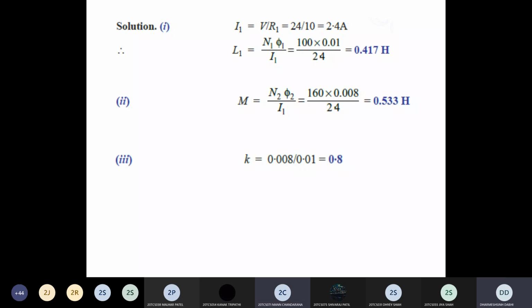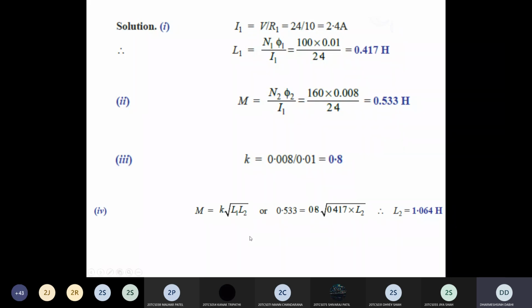Sir, 1.06. Yes. Sir, L2 equals 1.06. 1.06 Henry. Yes, very good. All of you get this answer?